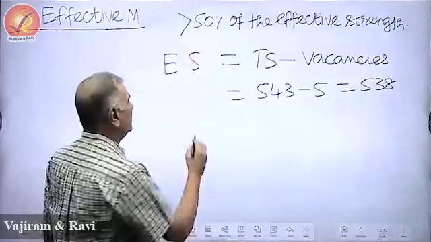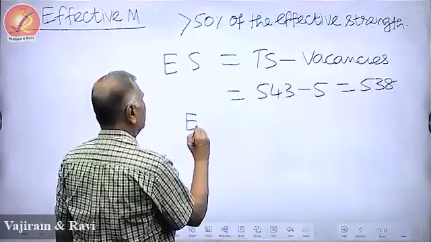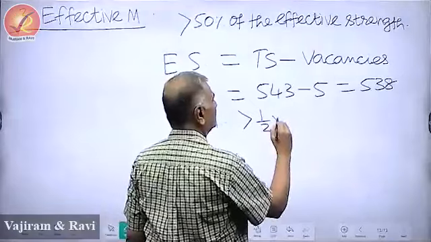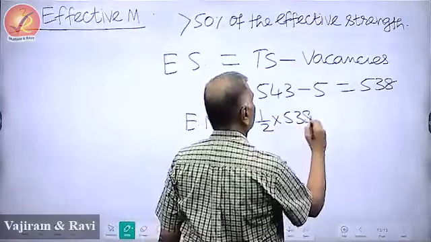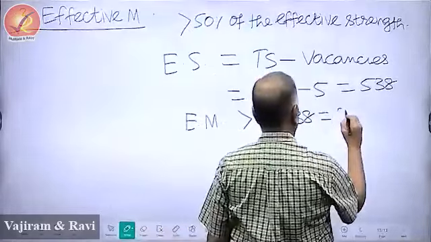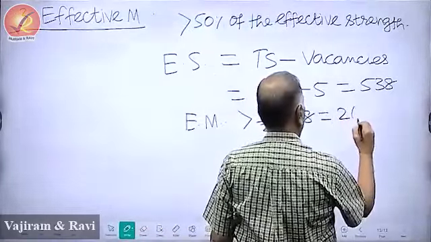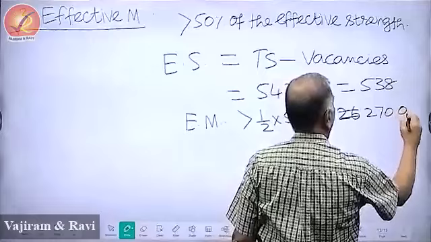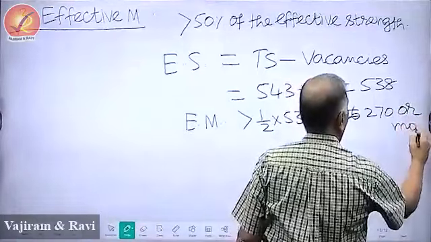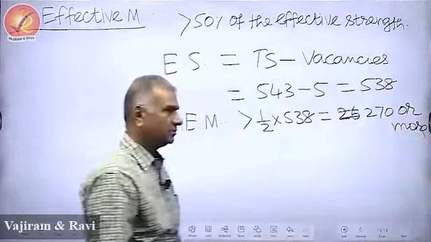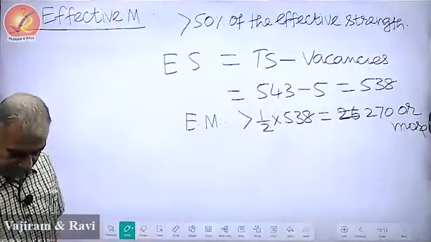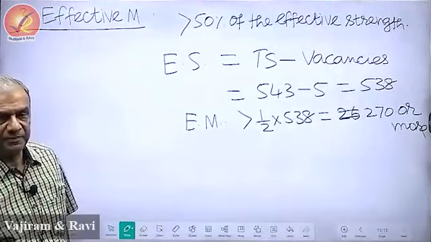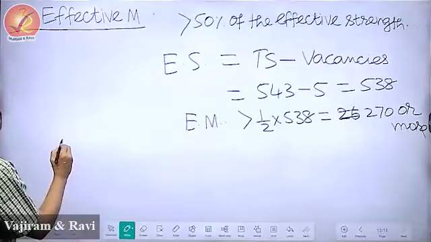And effective majority means, in this case, more than 50% of the effective strength of the house, which is 270 or more. Right, where is it used?